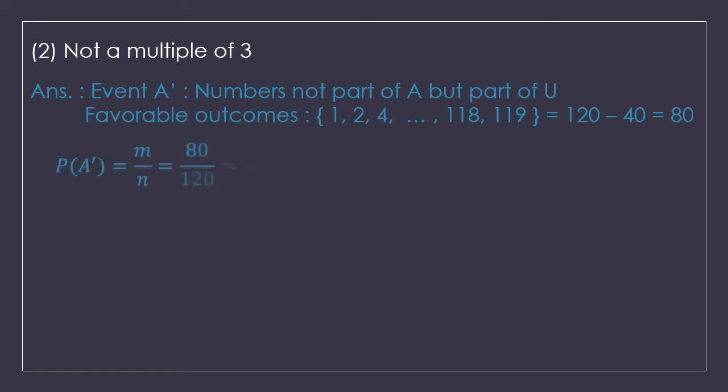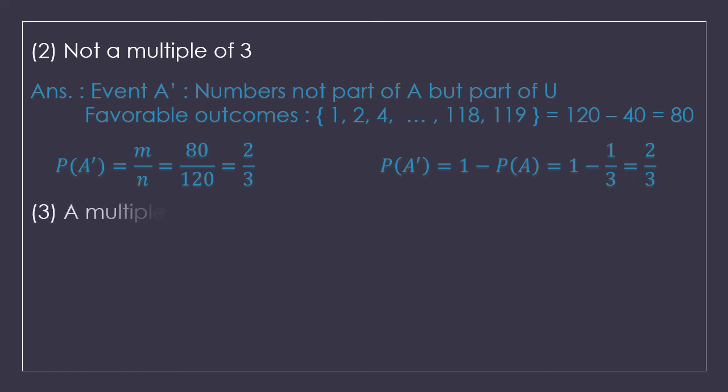Now solving this sum has two methods. First method, just calculating what we just did now, 80 upon 120, that is 2 upon 3. The second method is which I gave you in the standard formulas, which was A dash is 1 minus A. Now A is 1 upon 3 that we have just calculated in the previous question. So 1 minus 1 upon 3 will get you 2 upon 3 naturally. So you can use either of these two methods to calculate the complementary event A, that is A dash.